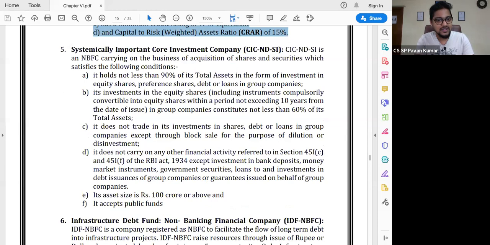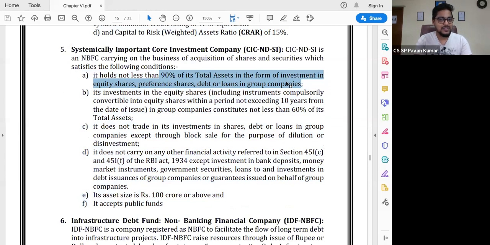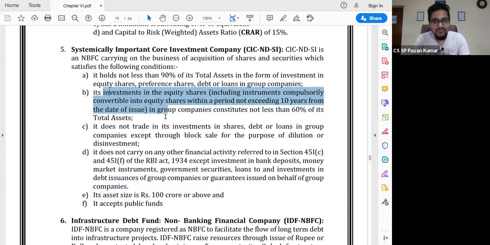For them, they are giving certain conditions. It holds not less than 90% of the total assets in the form of investment in equity shares, preference shares, debt, or loan. So 90% of the total assets should be in the form of investments. Okay, so 90% of the assets should be investment assets. Its investments in the equity shares, including instruments which are compulsorily convertible.